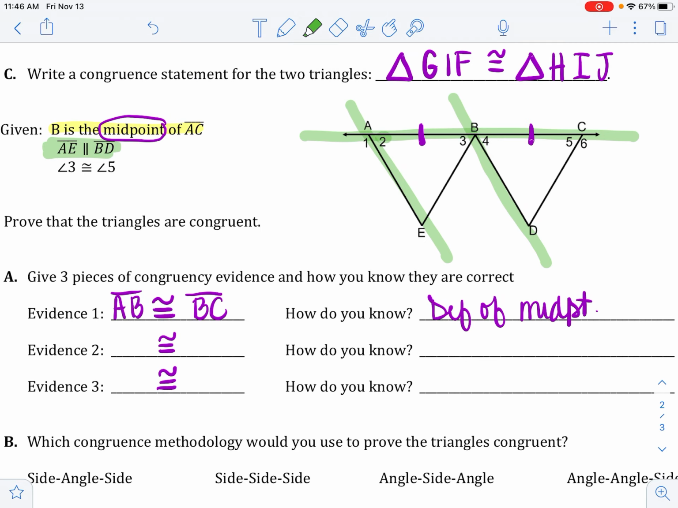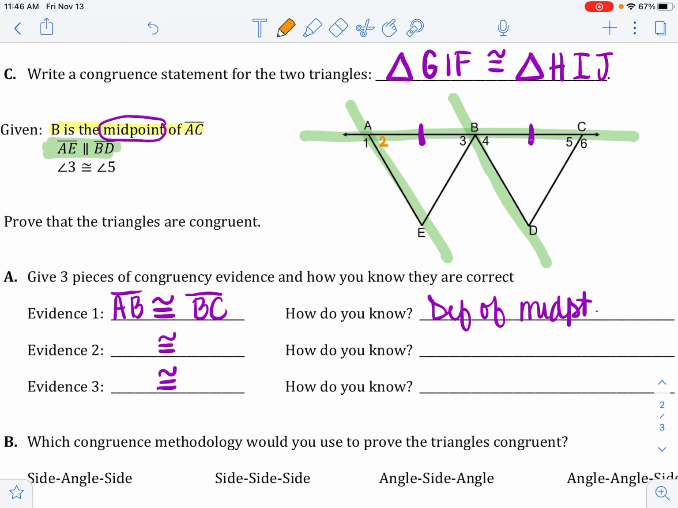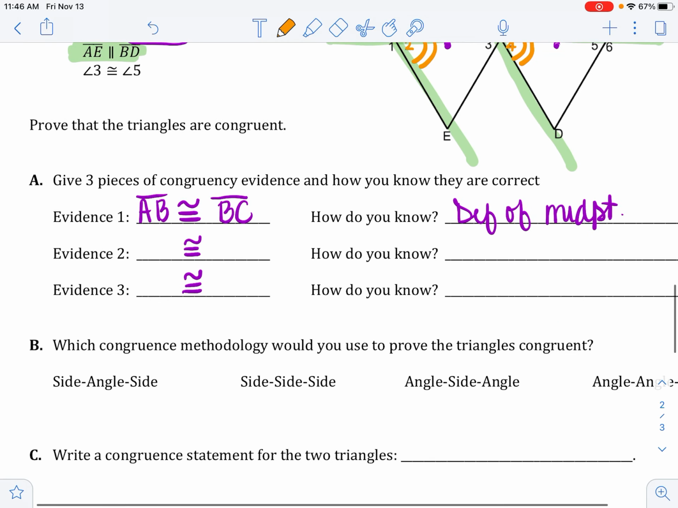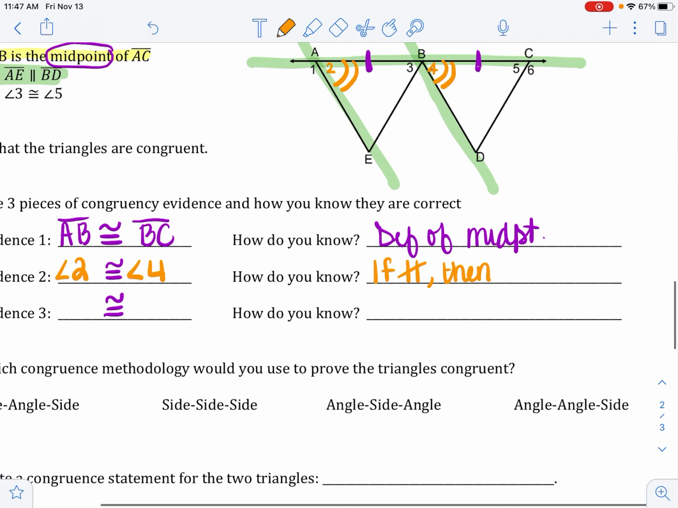Now, if you look, this angle right here, oops, let's switch this color. This angle right here, which is 2, touches the transversal and the parallel line. And this one that's 4 touches the transversal and parallel line. What kind of angles are those 2 angles? Those angles are corresponding angles, and they are congruent. So angle 2 and angle 4 are congruent. How do I know? If I have parallel lines cut by a transversal, then I know that corresponding angles are congruent.